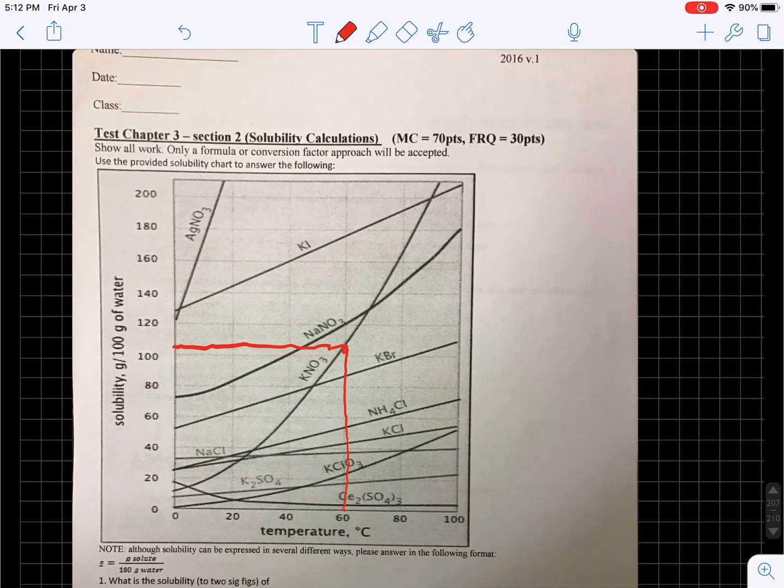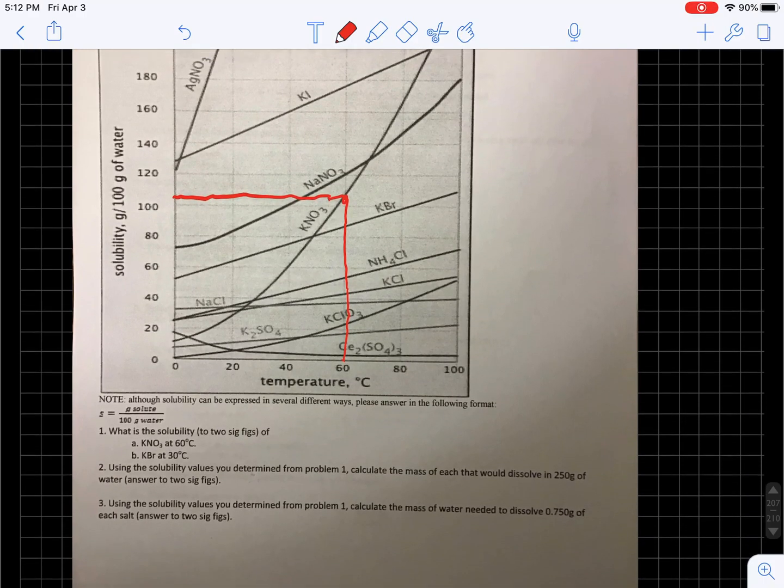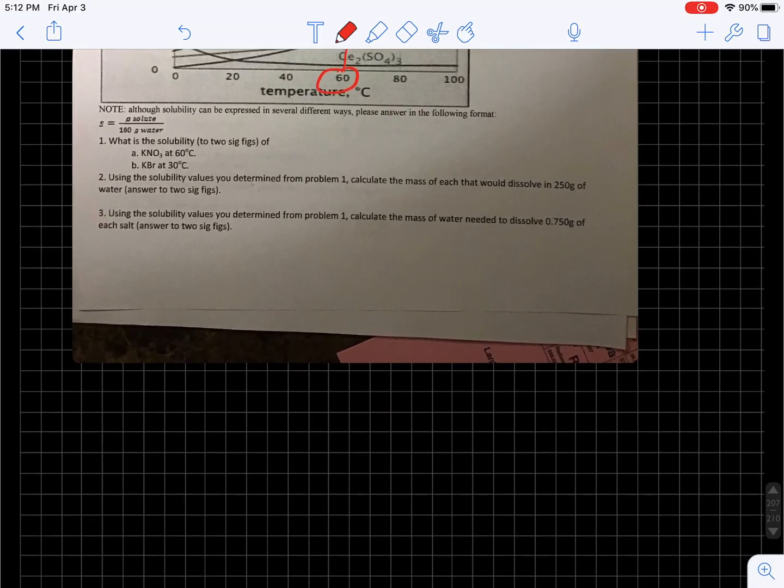Okay, I gave you this solubility chart. And a lot of you did both problems. I changed the instructions to save you time. I said only do part A, which was the potassium nitrate. So for the solubility, you find the 60-degree temperature, and then you follow that up to where it crosses the potassium nitrate curve, and then follow that back across to your y-axis, and that tells you how many grams of potassium nitrate dissolve in 100 grams of water.